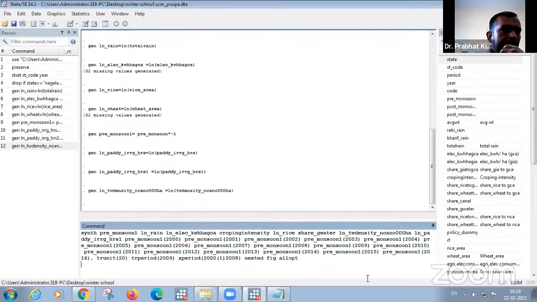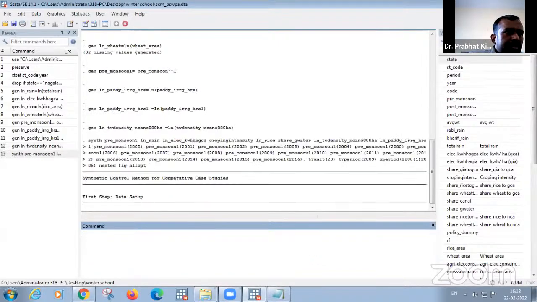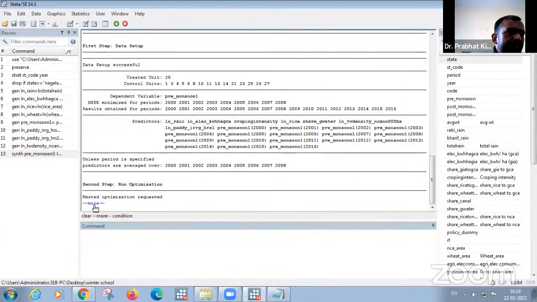Then, after doing all these things, here we have considered a treatment unit. Here the unit, if you see, is 24. We have assigned it for Punjab, and created the treatment. I mean to say, when they enacted this policy, that is 2009. Before that treatment is the pre-treatment period, and we are targeting it to construct the counterfactual. Firstly, it will give the weights and all. It will take some time.